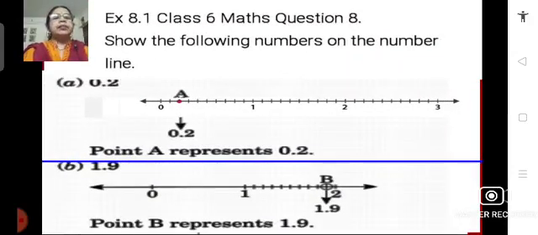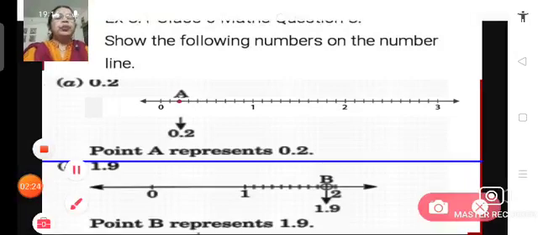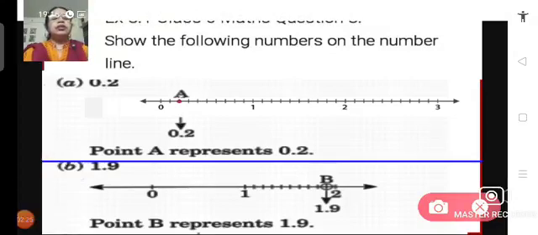Problem number 8. Show the following numbers on the number line. So we have to show the given number on the number line. A is 0.2. Where does it lie? Children, we divide the gap between 0 and 1 into 10 equal parts. So each part is 1/10. First one is 0.1, second one is 0.2. So this point A represents 0.2.